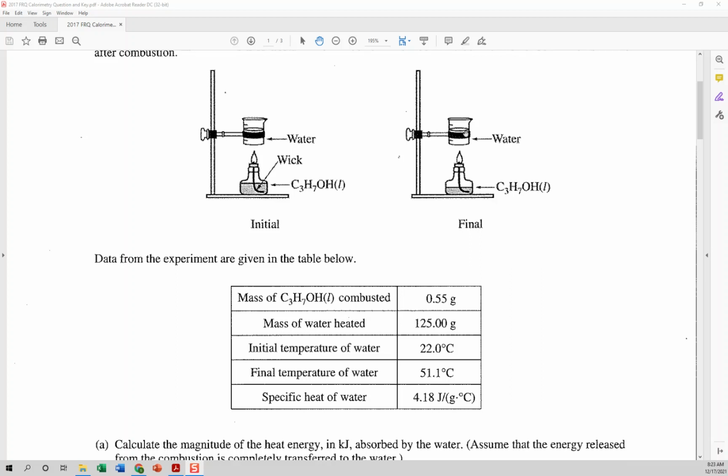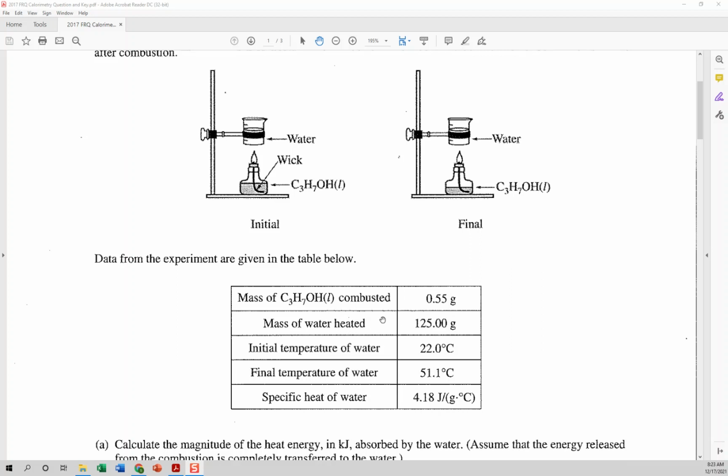They give us the mass of the water in this beaker, 125 grams. A lot of times they might give you the volume and tell you the density is 1 gram per milliliter. So the volume in milliliters is the mass in grams. But in this case, they gave us the grams. So that's nice. They gave us the initial temperature of the water and the final temperature after the combustion reaction. And they gave us the heat capacity of water. Okay.